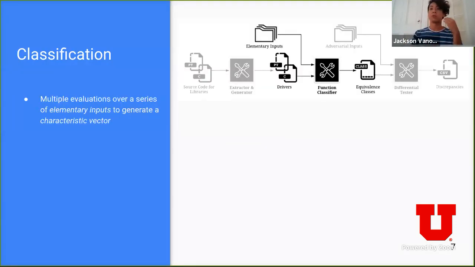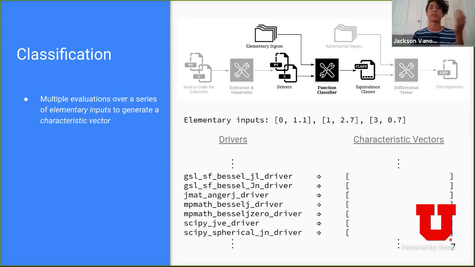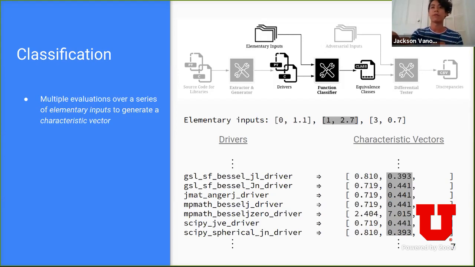So challenge 2, which is finding function synonyms: this function classifier will conduct multiple evaluations over a series of elementary inputs that it also takes as input. We define these elementary inputs to be inputs for which we expect these functions to exhibit well-defined behavior, and ultimately it generates a characteristic vector from these multiple evaluations. To give an example, here we have a set of elementary inputs, which for our experiments we generated randomly and uniformly between 0 and 3. We've got drivers in the left column and characteristic vectors in the right column. As we evaluate all of these drivers over each of the elementary inputs, we populate our characteristic vectors.